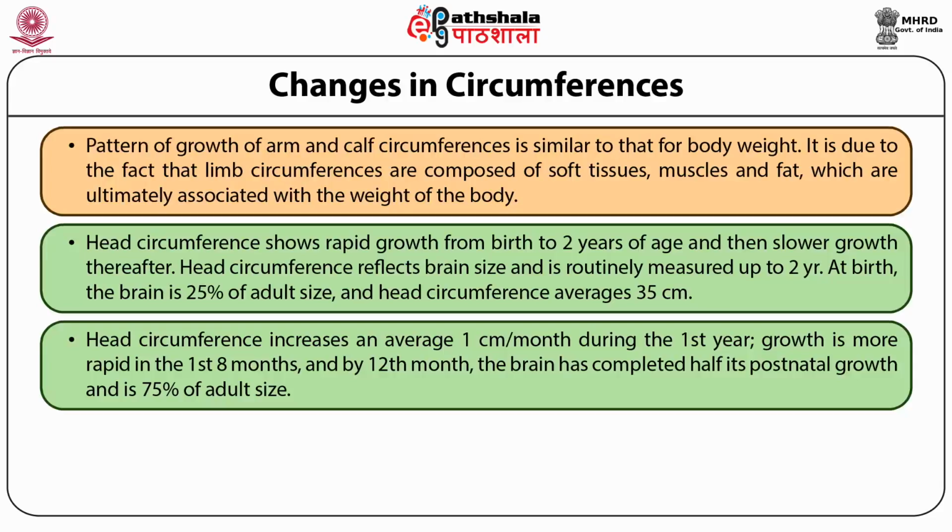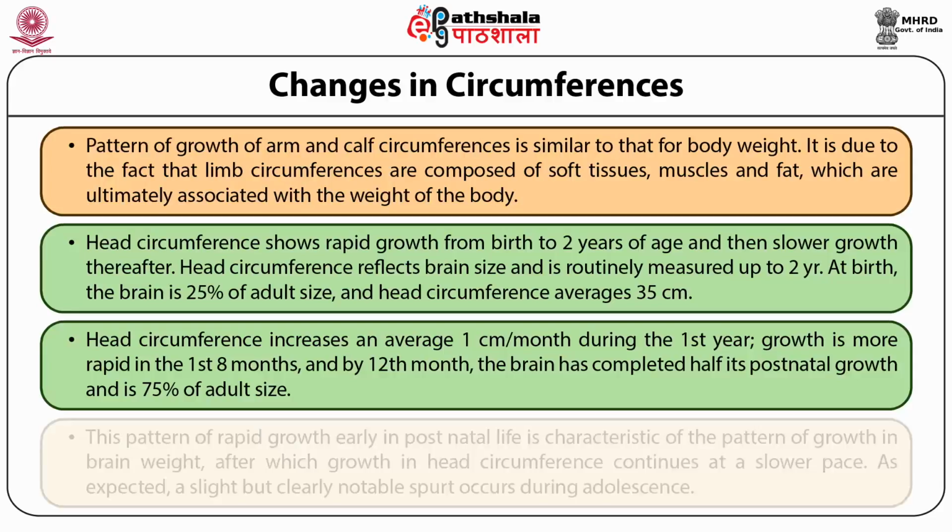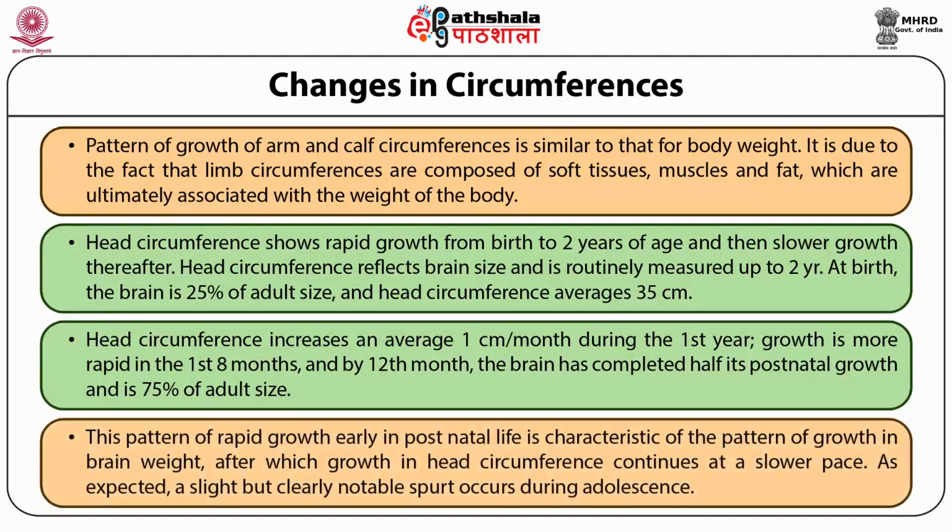Head circumference increases 3.5 cm over the next 2 years. The brain is 80% of adult size by the age of 3 years and 90% by the age of 7 years. This pattern of rapid growth early in postnatal life is characteristic of the pattern of growth in brain weight, after which growth in head circumference continues at a slower pace. As expected, a slight but clearly notable spurt occurs during adolescence.